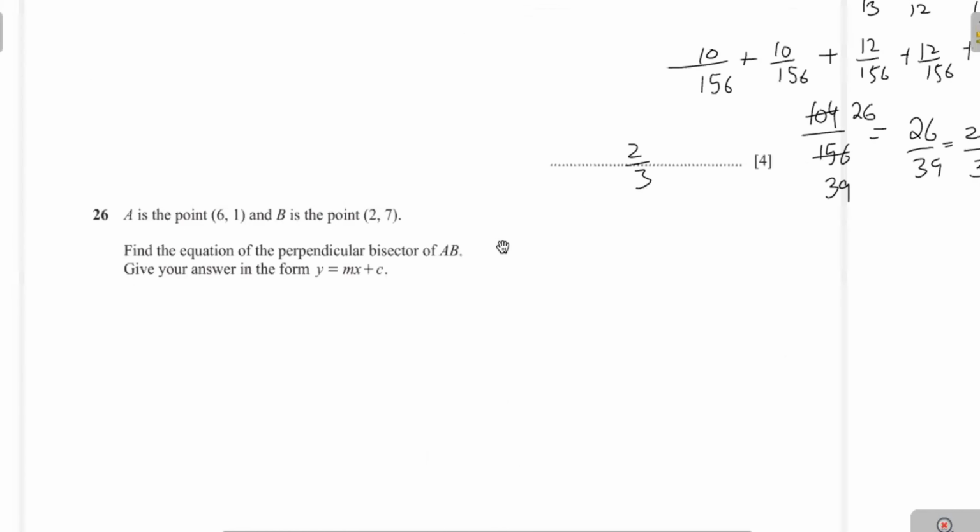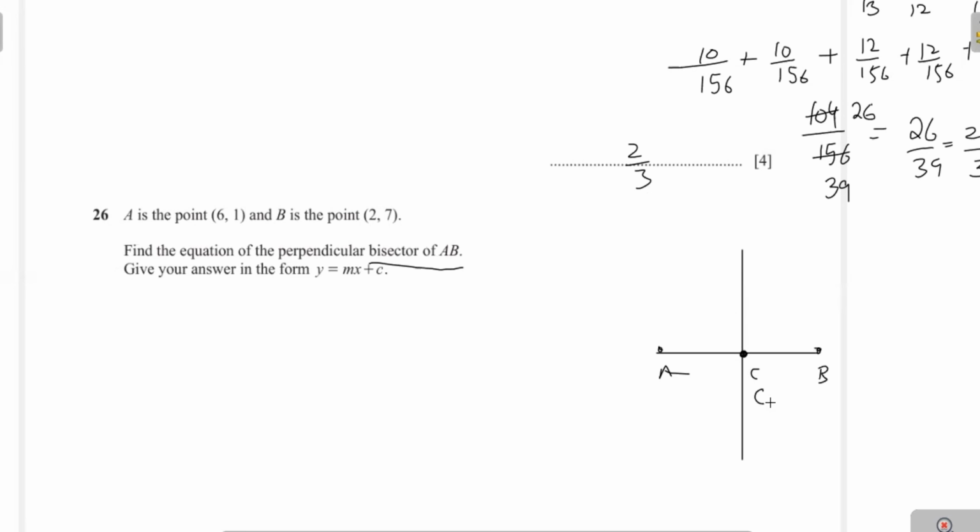Next, question number 26. A is (0, 6), B is (2, 7). Find the equation of the perpendicular bisector of AB. This is point A and B, and this is the line AB, and this line is the perpendicular bisector. And this is the midpoint of AB.